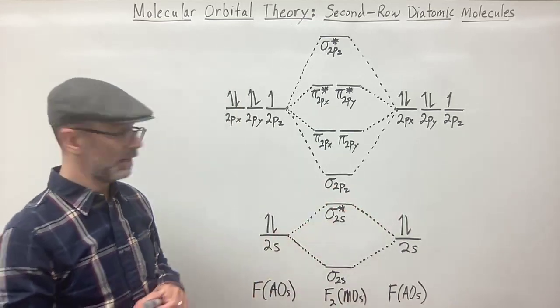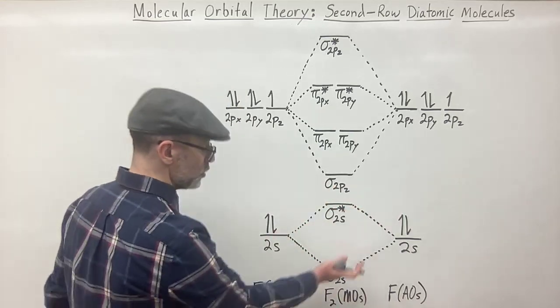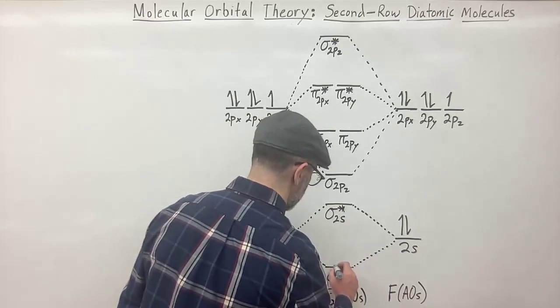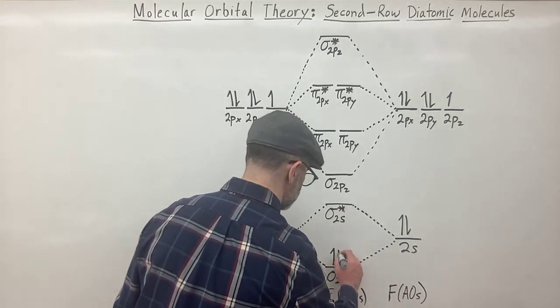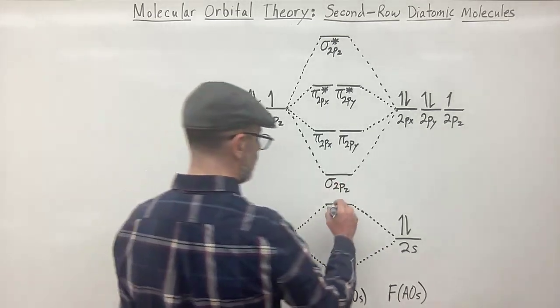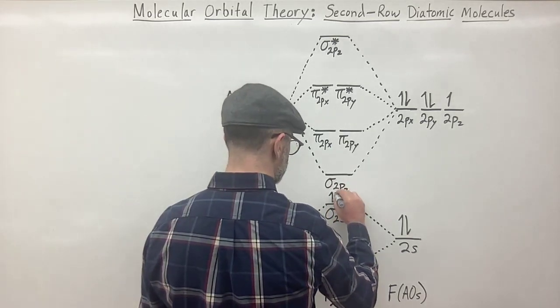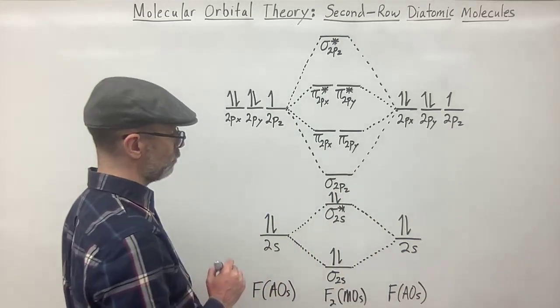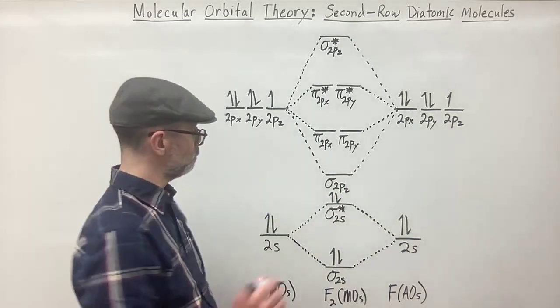So we fill everything in with 14 electrons, starting at the lowest energy. So this molecular orbital gets 2 electrons, spin up, spin down. That's full. We go to the next one. This molecular orbital gets 2 electrons, spin up, spin down. That's 4. We got 10 more.